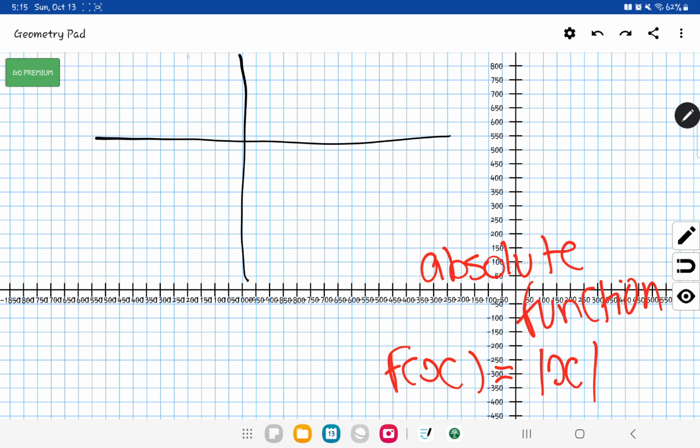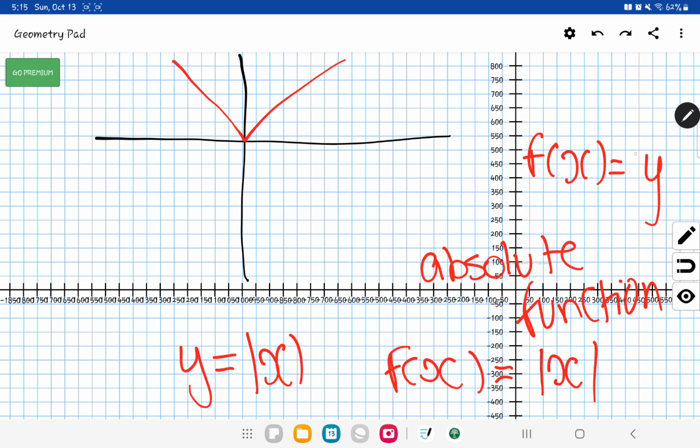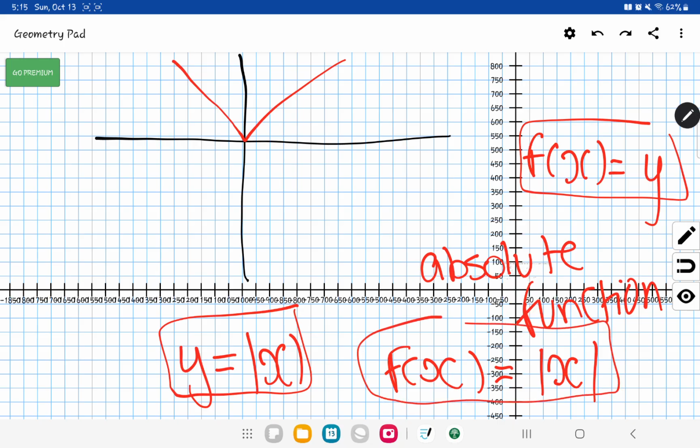So the graph will look something like this, alright? Also, instead of f(x) is equal to absolute value of x, we can say that y is equal to the absolute value of x. Or that f(x) is equal to y. So whenever you see any of these three and you see the graph is a perfect V shape, then you know that it is an absolute function. Now, this is the absolute function.